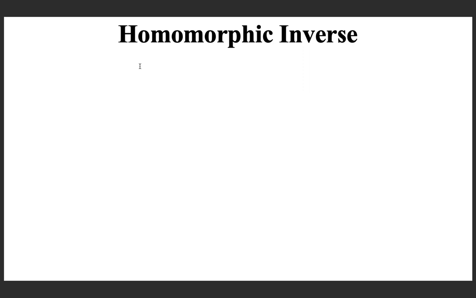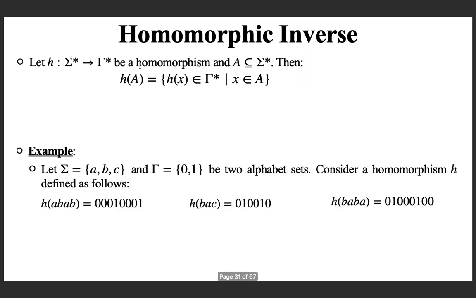Now, let us see what is homomorphic inverse. It is just the function inverse, nothing else. It is the opposite mapping that is called the inverse. Let h be a homomorphism and A be a subset of strings. Then we are looking at the homomorphic image of A. It is nothing but the homomorphism applied on each string in A.